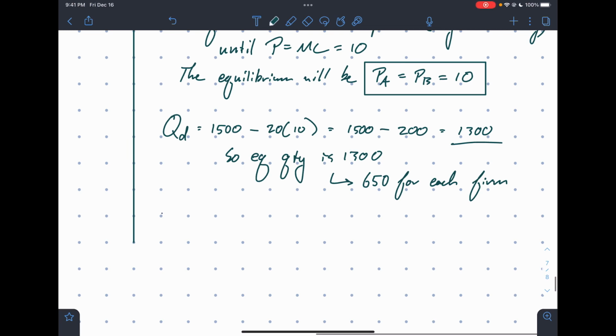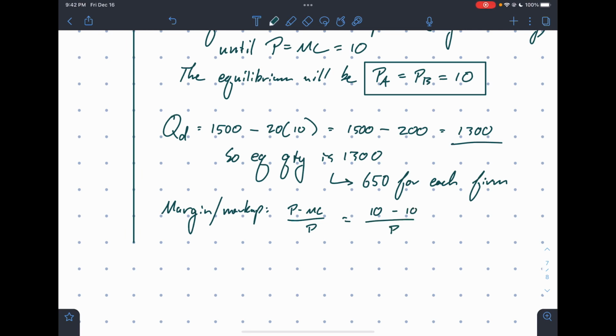And then we want to find the markup, or the margin. So this is defined as price minus marginal cost divided by price. Here, price is 10, marginal cost is 10, divided by price of 10. This is just 0. This is because firms are pricing at marginal cost.